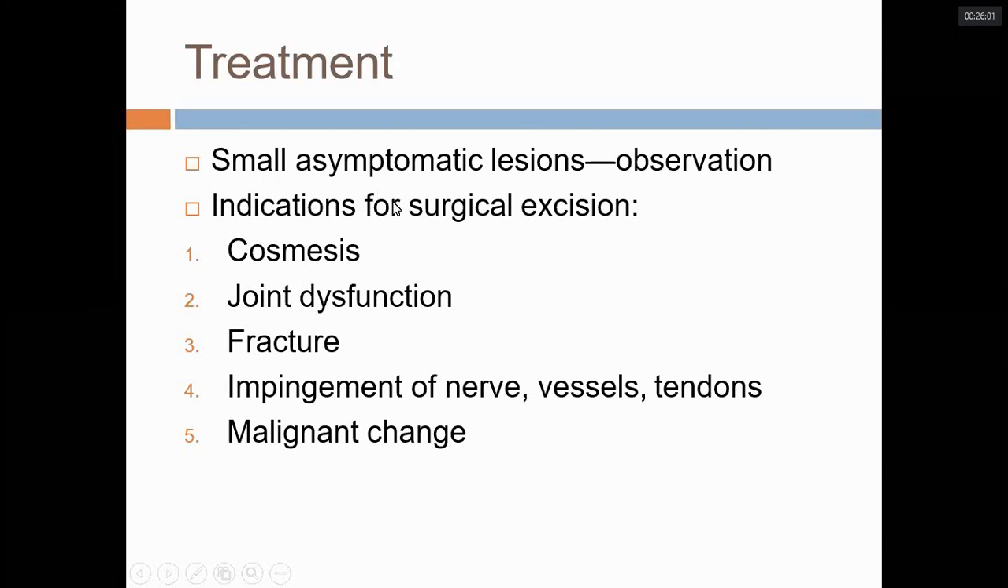Small lesions which don't cause any symptoms, just observation is enough. Whereas if the patient has some cosmetic problem, or if it is associated with joint dysfunction or joint contraction, if it is associated with a fracture or impingement of any nerve, vessels, or tendon, or if it is associated with malignant changes, then we go for surgery.